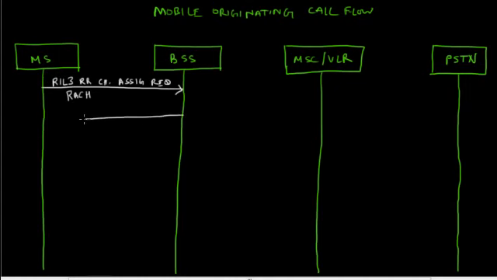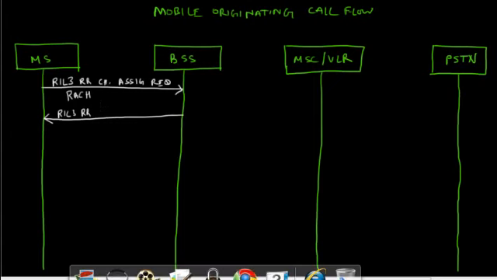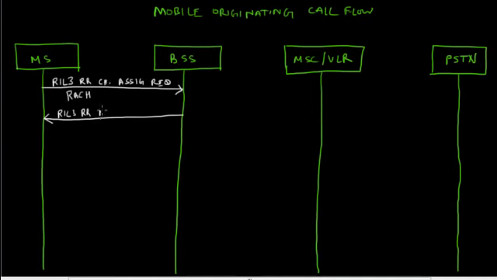The BSS sends back a response which is called the RIL3 immediate channel assignment, on the access grant channel. In this response, it has the standalone dedicated channel's information or allotment information for mobile to use from now onwards.